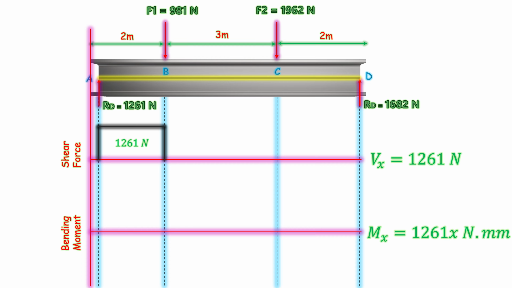Now, the moment equation is 1261 multiplied by x. This is a straight line equation. If we put x equal to 2 meter for point B, then it comes 2522 Newton meter. We can draw a straight line till point B, showing 2522 Newton meter. The process is then repeated, moving the location of the imaginary cut further to the right.